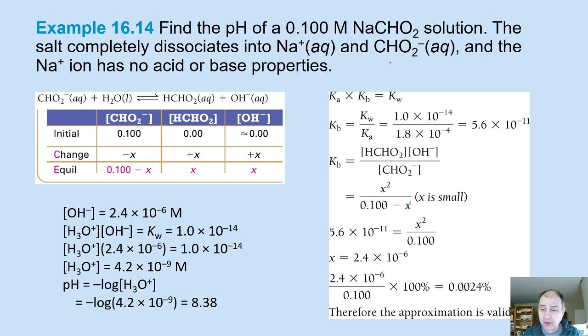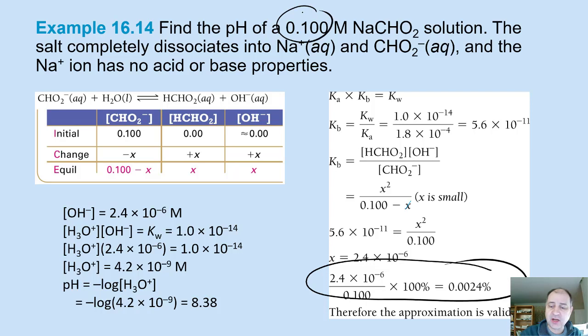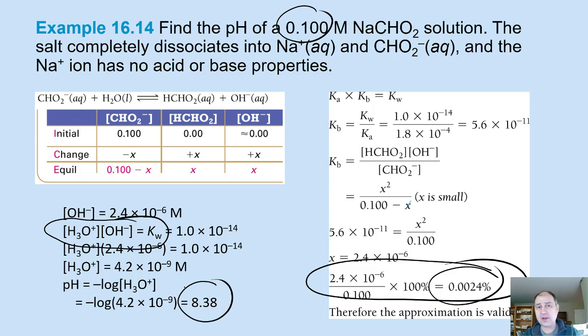Here's everything worked out. Oh, I forgot to do the test, but here's your test. We took x, divided it by the original concentration times 100, and we got something that's way less than 5%. Now, they work out the pH a little differently. They don't go to the pOH, they simply calculate the hydronium ion concentration with this equation here, the Kw equals the hydronium ion concentration times hydroxide. That's fine, and then you take the negative log of the hydronium ion concentration, and you end up with a pH of 8.38, which is the same thing that I had.